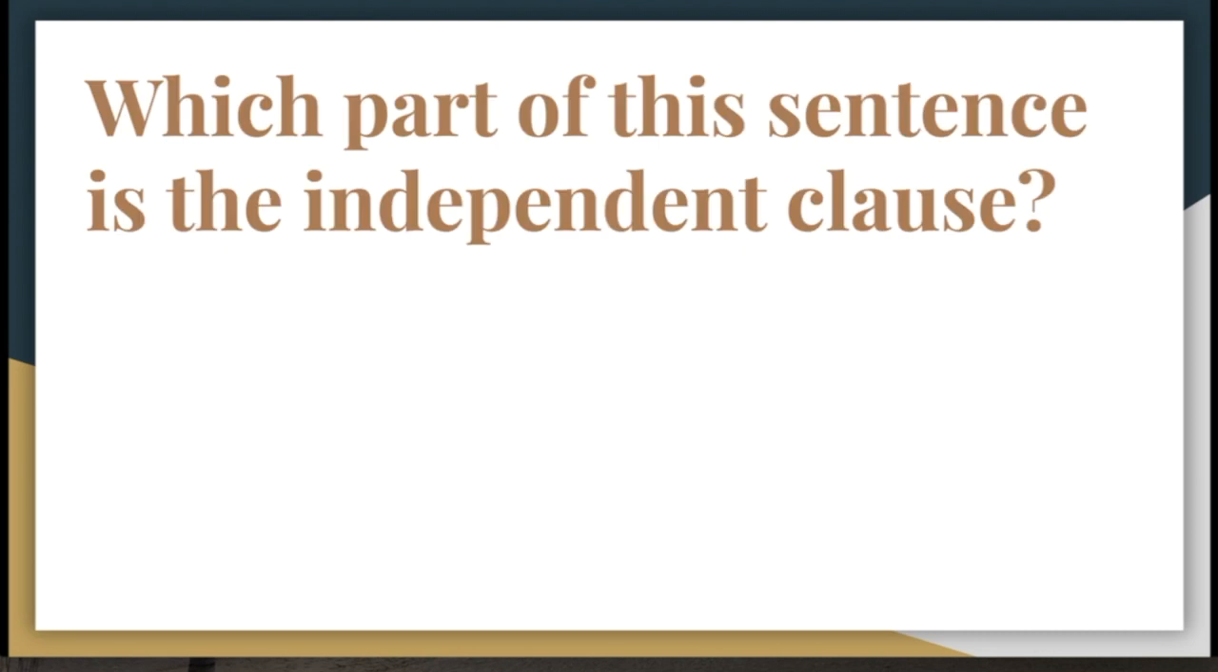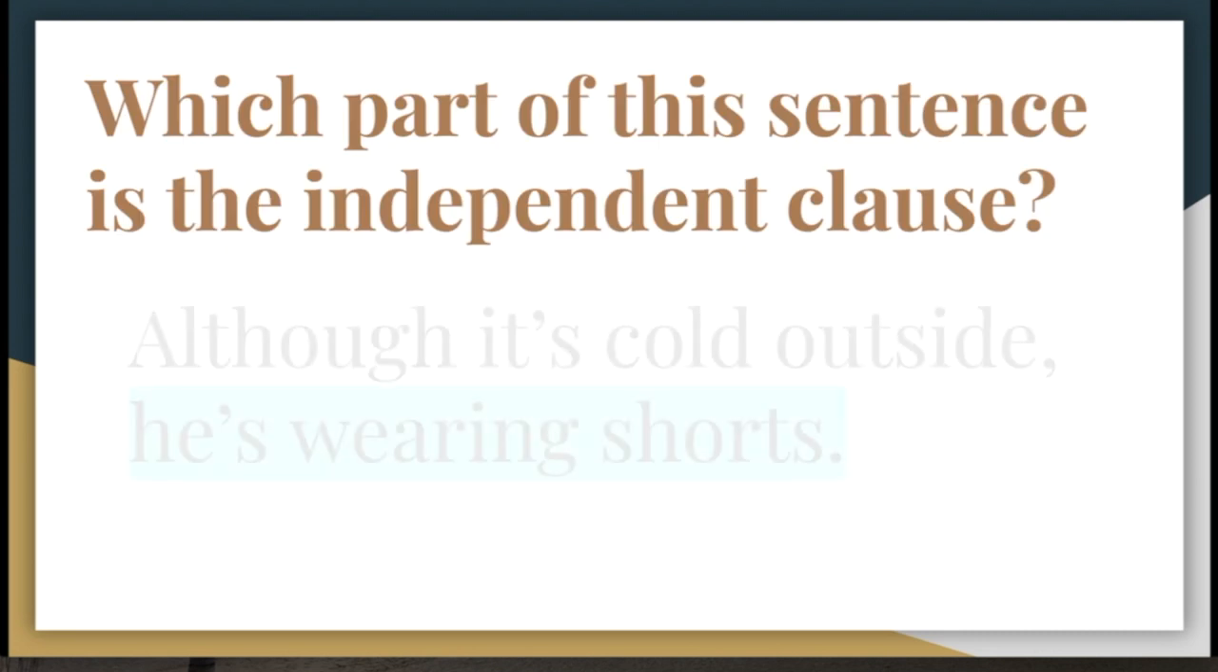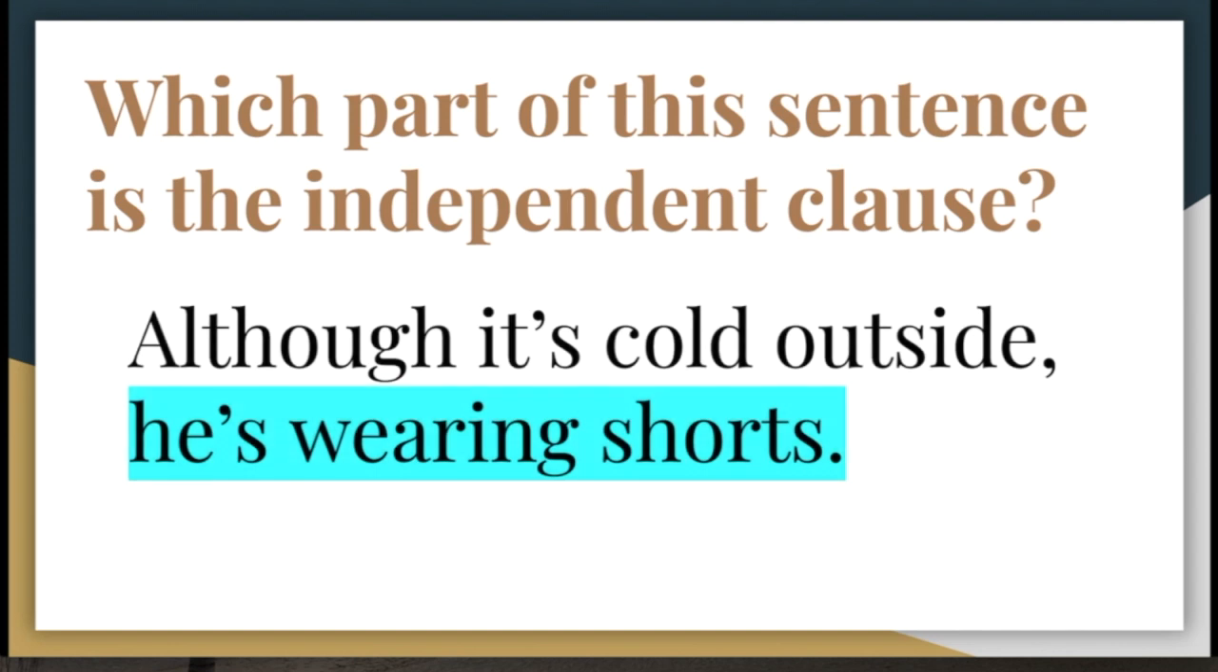Which part of this sentence is the independent clause? It's the second one. He's wearing shorts. The first one is a dependent clause because you can't make a complete sentence that says, although it's cold outside.